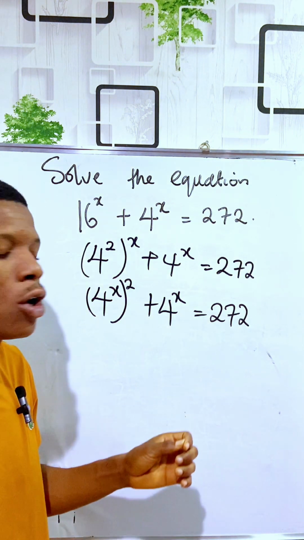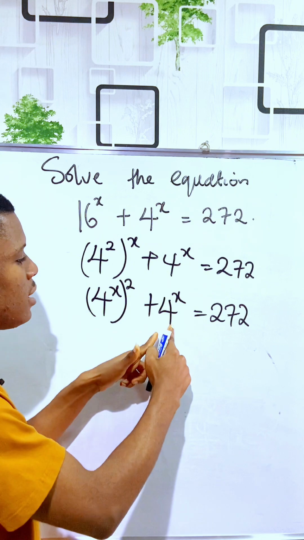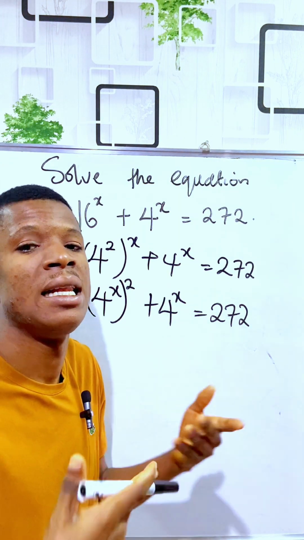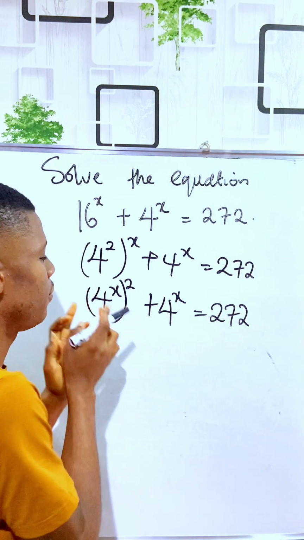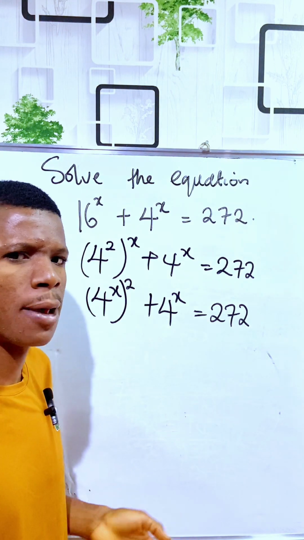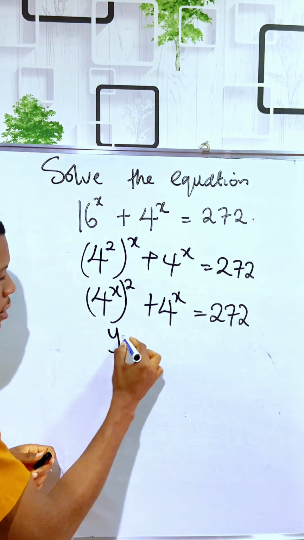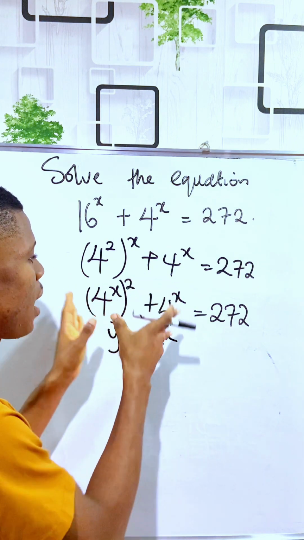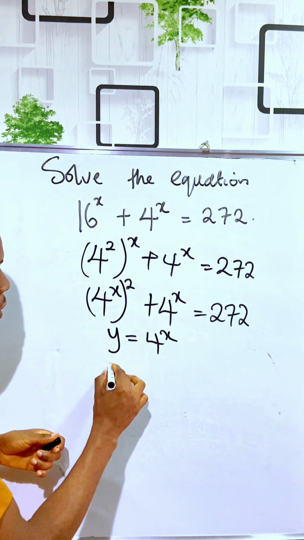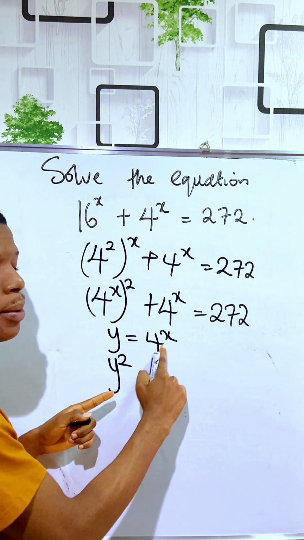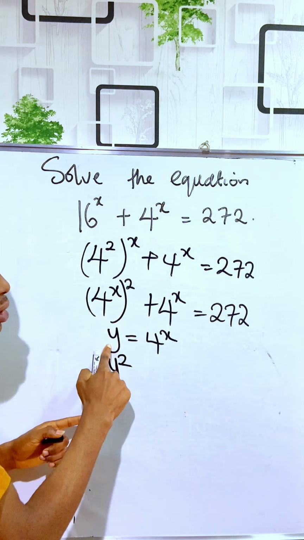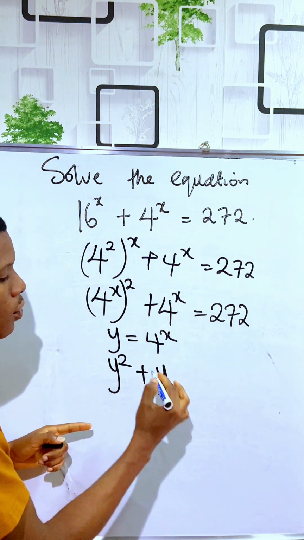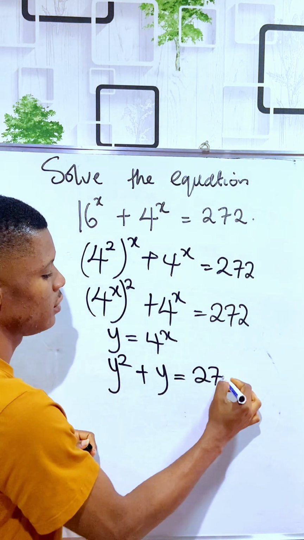Then the next thing we are going to do is that 4 to the power x is common in the two terms. So we are going to assign a variable to be 4 to the power x. I can choose y. So I can define my y to be 4 to the power x. I can now rewrite the equation in the form y squared, because 4 to the power x is always defined to be y. So this square will now be here, then plus ordinary y is equal to 272.